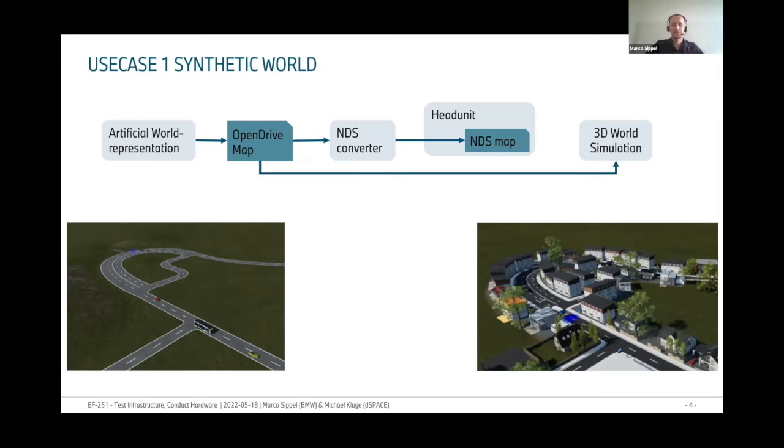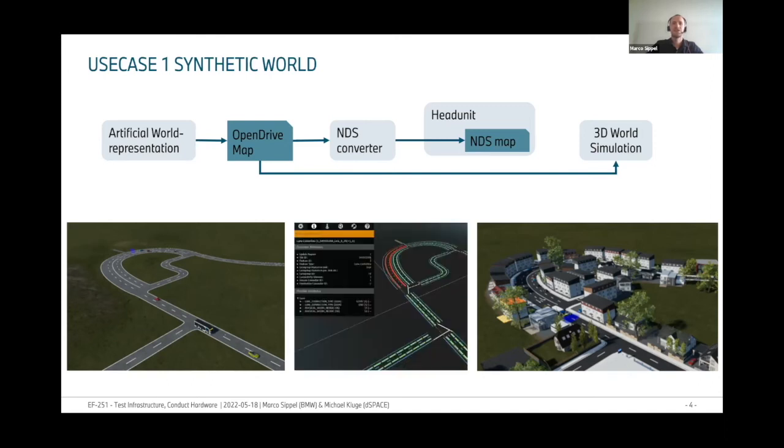And after you build your whole environment, you need to convert it into NDS. So yeah, I put in also a picture how this would look like in the NDS map. And of course, for that, you need an NDS converter so that the ECU actually sees the OpenDrive map exactly as we have it in our 3D simulation. That's it from my side. Michael will now continue with some details and challenges for this approach, and also with our second approach.